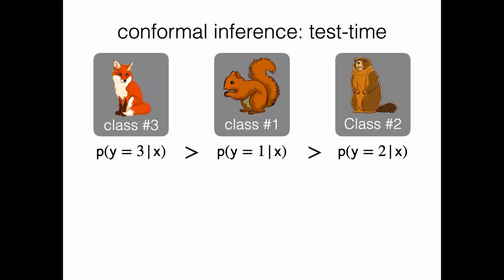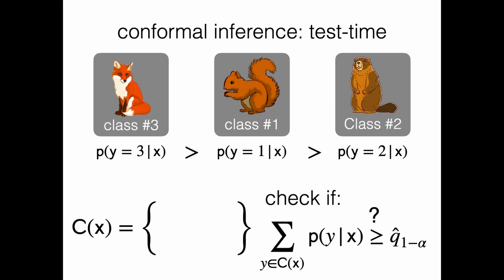And so at test time, for a new data point, we re-rank these classes in descending order. So say probability of class 3 is top ranked, probability of class 1 is second ranked, probability of class 2 is third ranked. And we will keep adding them to the set as long as the sum of the probabilities doesn't go over some threshold that we computed on this validation data.